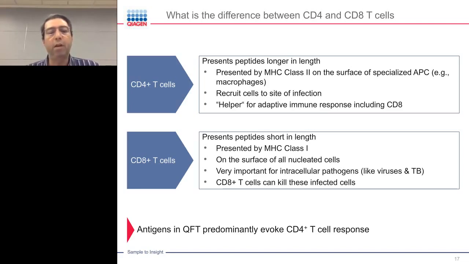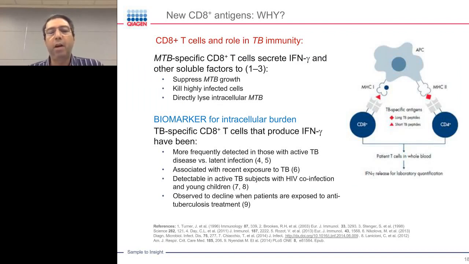And it's no surprise that they're important in TB, because TB is an intracellular pathogen. And there's a lot of evidence out there that CD8 T cells are very important, that they've been shown to suppress the tuberculosis bacterial growth. They actually recognize more highly infected cells, and they're also able to directly lyse tuberculosis bacteria. And it's also a good way to think about CD8 T cells as somewhat of a biomarker for intracellular burden. As the bacteria numbers increase, it's more likely to then see CD8 T cells.